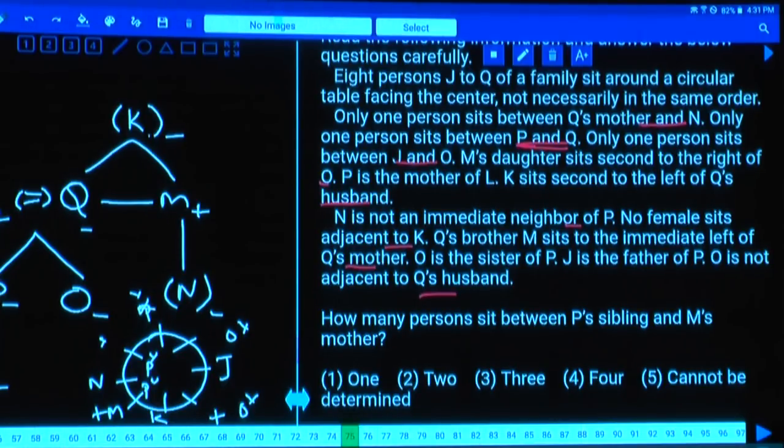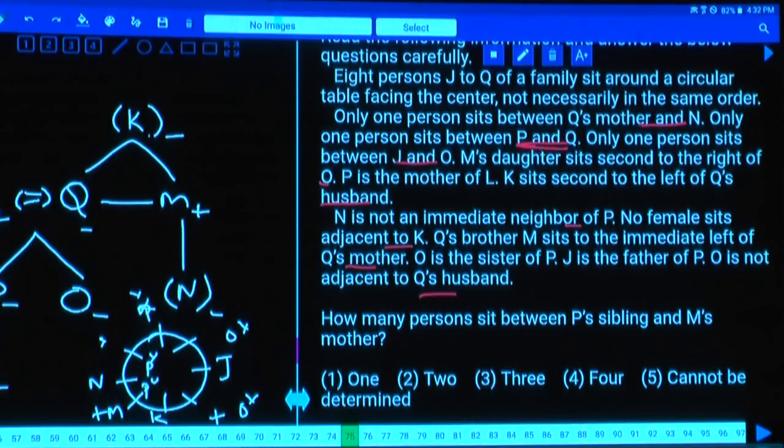And can P be at this place? If P is here, then Q cannot be at this place, because the person seated to the left of J is male. And who is this person? This person must be L because P is the mother.